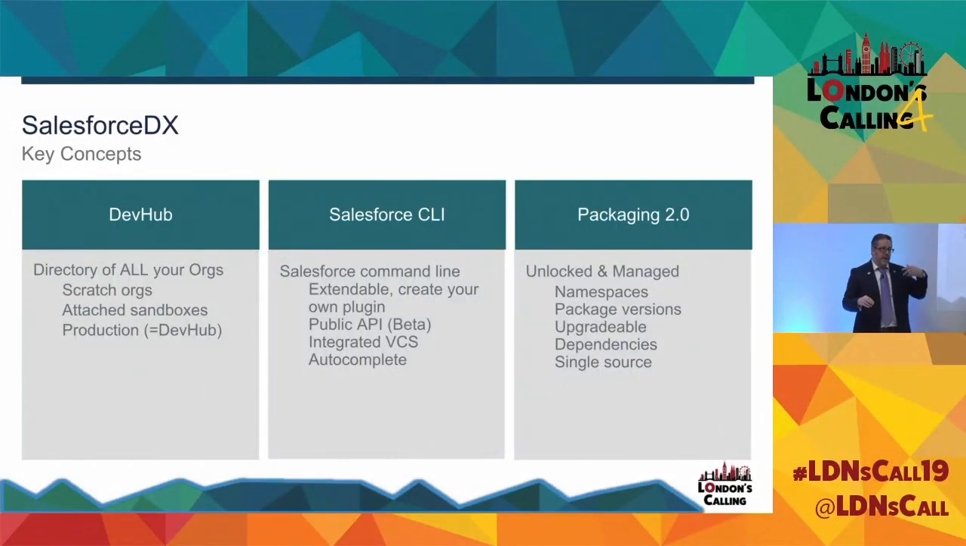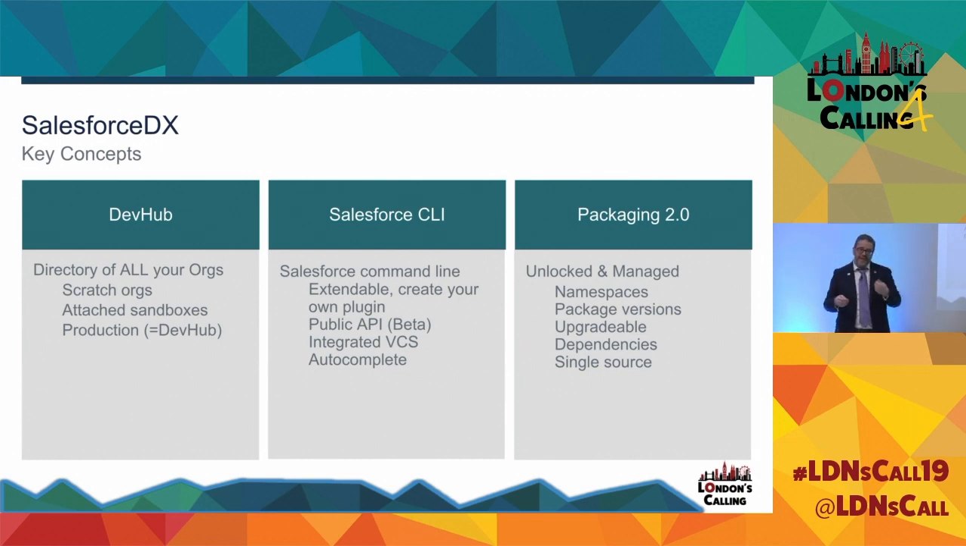Some of the other key concepts with SalesforceDX: you have a dev hub. That dev hub is your directory of all the different orgs you create. Instead of having SIT, UAT, stage, systest, you'll have a multitude of scratch orgs. They might be named based on the feature you're doing, or based on the change. But you're not generally sharing that scratch org. It should just be you working on that one scratch org for your changes.